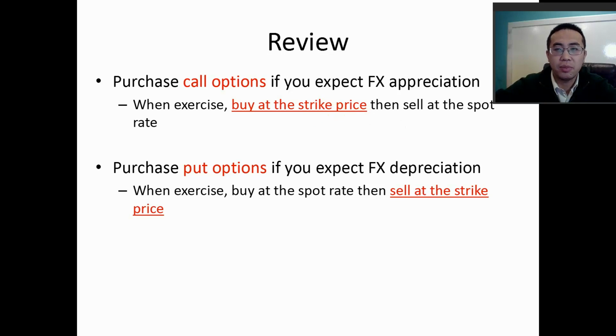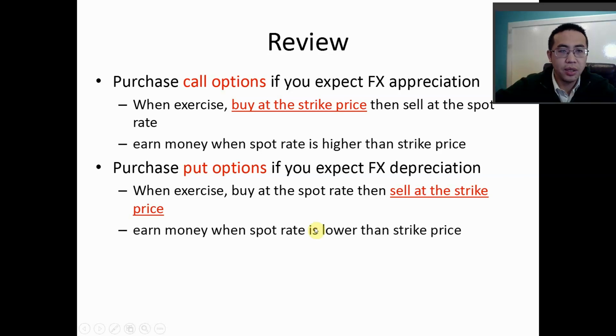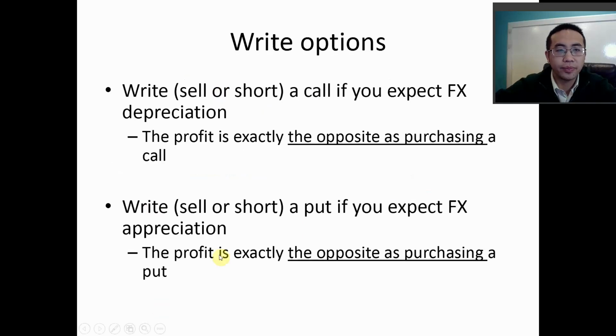They will not purchase the call option if they don't think the spot rate will go higher than the strike. So basically it's built upon an expectation of the appreciation of the foreign currency. And for the put option, when it is exercised, the buyer will sell at the strike price, and they want the expected spot rate to be lower than the strike. So the call option gives you the chance to make money when the spot rate is higher, and the put option gives the chance to make money when the spot rate is lower.